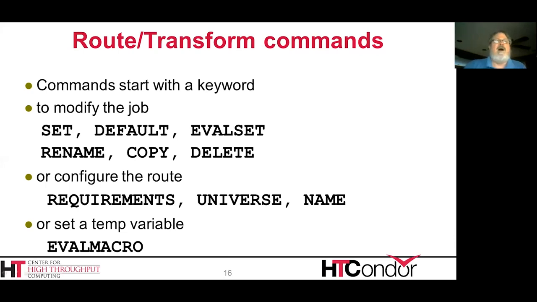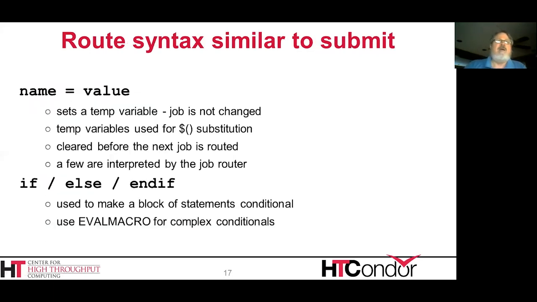There are also commands that configure the route. These are looked at when the route is loaded. Requirements and universe, the ones you'll want to use. The name you probably don't want to, it's there for completeness, but the name of the route is typically the name of the knob. And you don't really want to give it a different name in the route unless you set that to the same value, or things get a little confusing. Then there's also a special command to do evaluation, but to set the result into a temp variable rather than polluting the job ad with that.